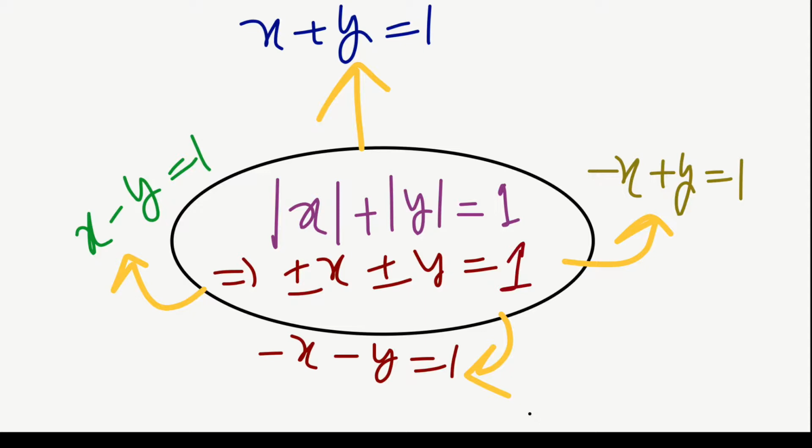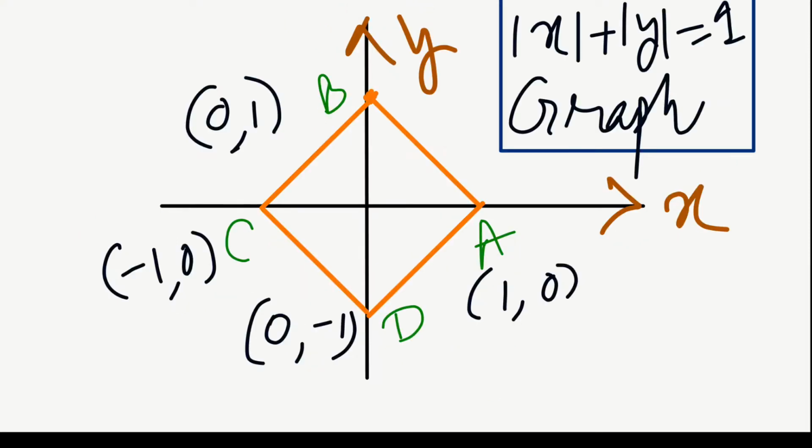That is, x positive and y also positive. x positive and y negative. x negative and y positive. And x negative and y also negative. So you can clearly see that from the equation mod x plus mod y equals 1, we get 4 equations of straight line. When we plot the 4 equations of straight line on a graph, we'll get something like this.